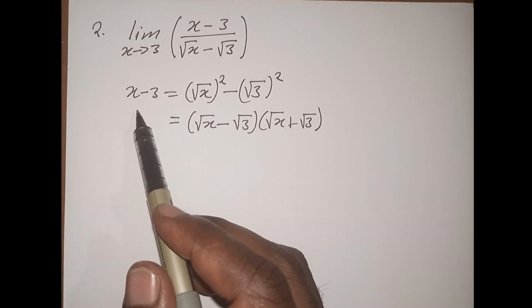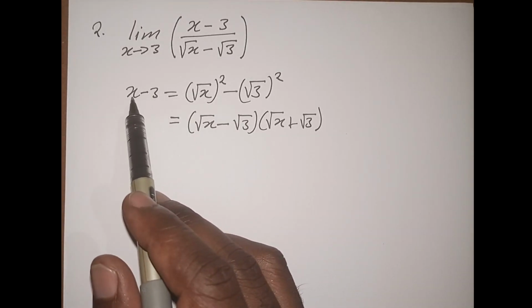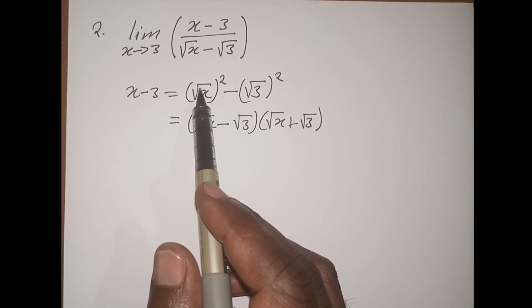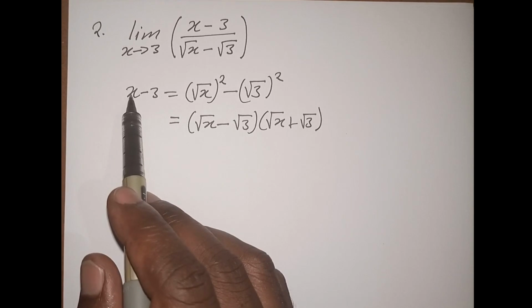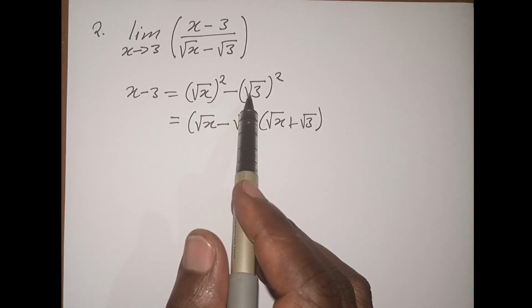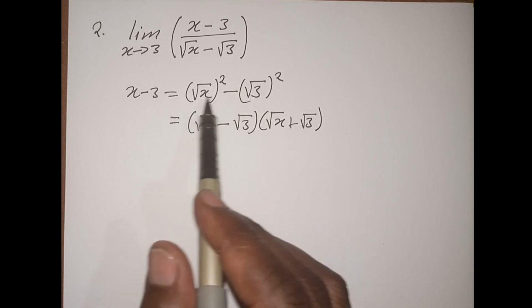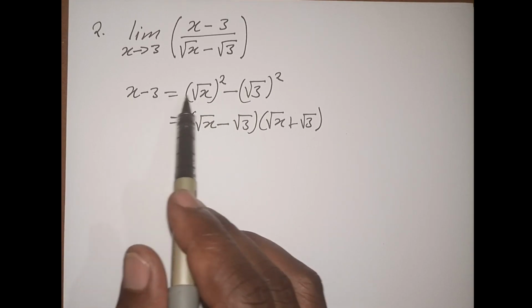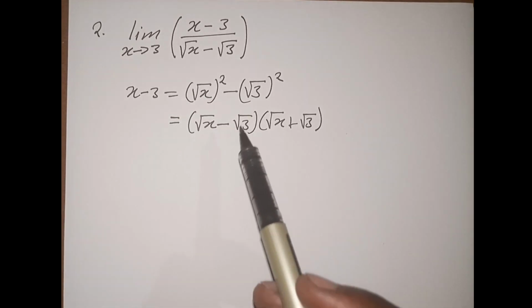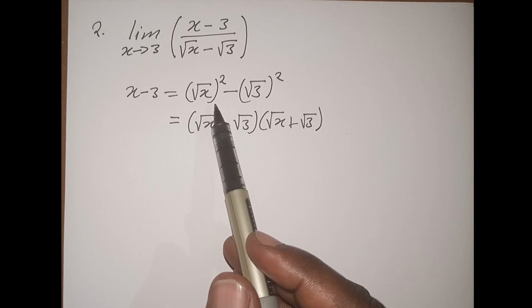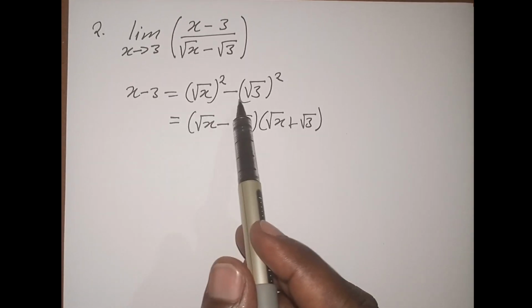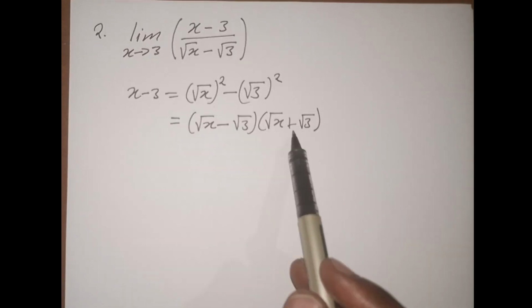I was saying that when you have x minus 3, you can write your x as the square root of x to the power 2, because remember when you square this, you get a positive number x. When you square the square root of 3, you get positive 3. And then using the difference of two squares identity, you can write this in this form.